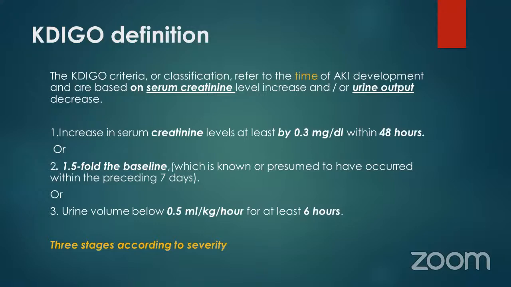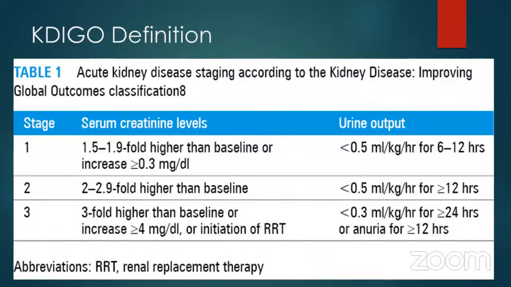There are three factors here: an increase in serum creatinine level by at least 0.3 milligram per deciliter within 48 hours, or a 1.5-fold increase from the baseline occurring within the preceding 7 days, or urine volume below 0.5 ml per kg per hour for at least 6 hours. Depending on these three values, they have made 3 stages.